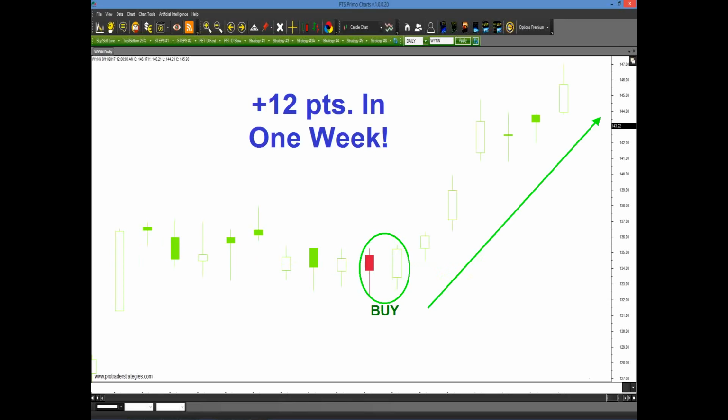Didn't have to look at news. You didn't have to pay thousands of dollars for some guru in a chat room to tell you what to do. You did it yourself by listening to the market.